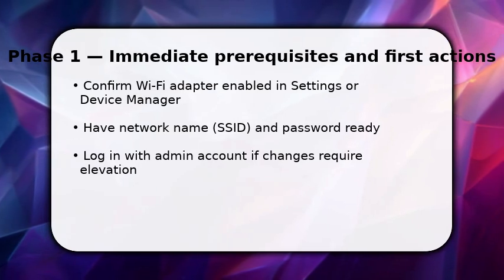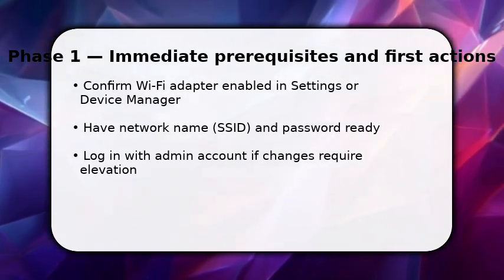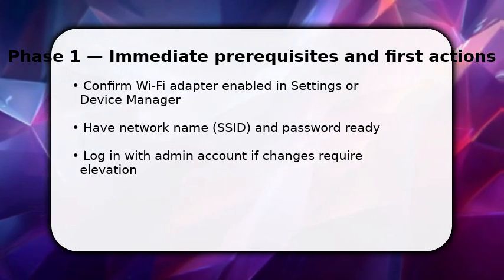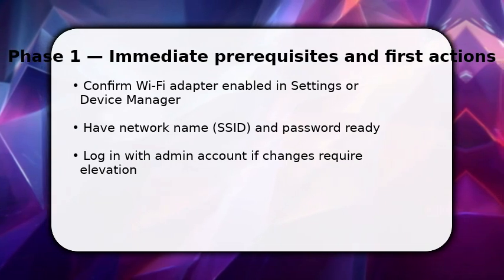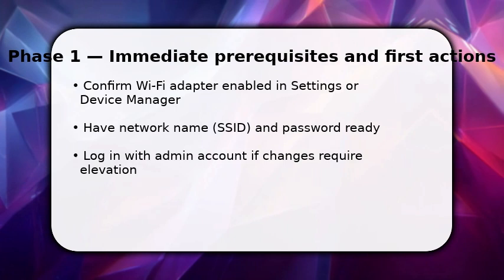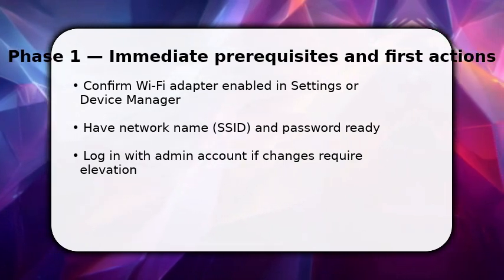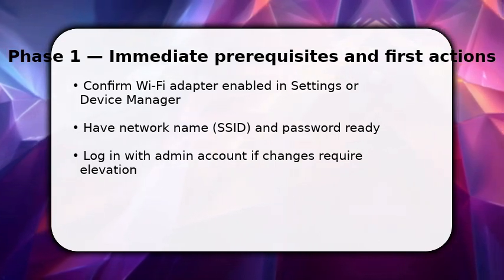You'll start by ensuring the PC can actually change network behavior. Open Settings, Network and Internet, Wi-Fi. Once there, make sure the Wi-Fi adapter is enabled and your account has admin rights, because you may need elevation to set system-wide preferences. Next, pick the correct SSID and enter the password once to save credentials.